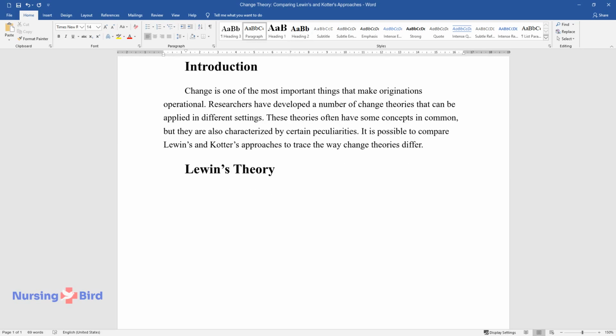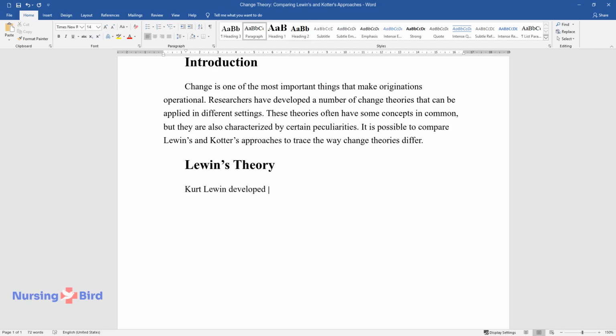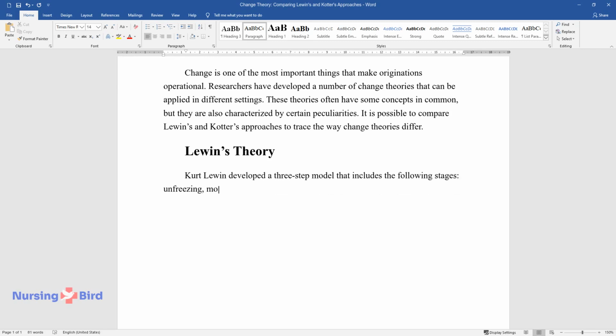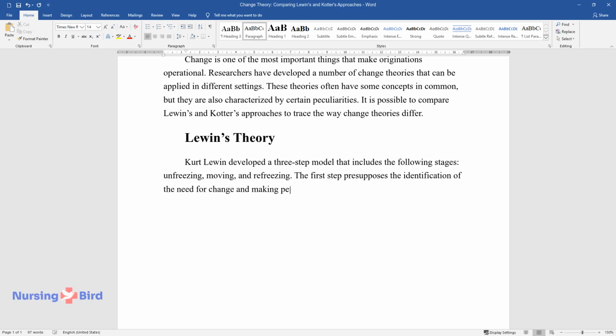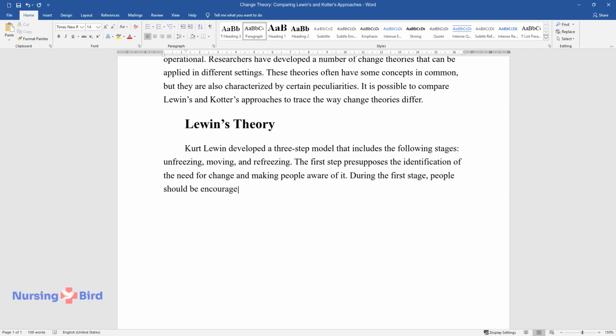Lewin's theory. Kurt Lewin developed a three-step model that includes the following stages: unfreezing, moving, and refreezing. The first step presupposes the identification of the need for change and making people aware of it. During the first stage, people should be encouraged to implement the change and adopt new behaviors.